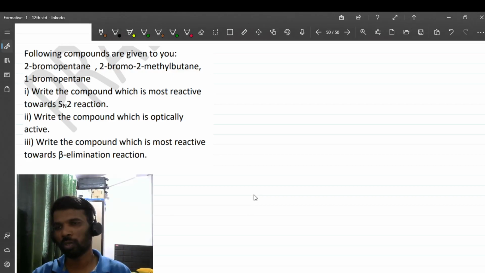Okay. So question, the following compounds are given to you: 2-bromopentane, 2-bromo-2-methylbutane, and 1-bromopentane. Three questions are asked based on this. Identify the compound which is most reactive towards SN2, write the compound which is optically active, and write the compound which is most reactive towards beta elimination. So let's do this. First we'll write the structure of all these compounds.